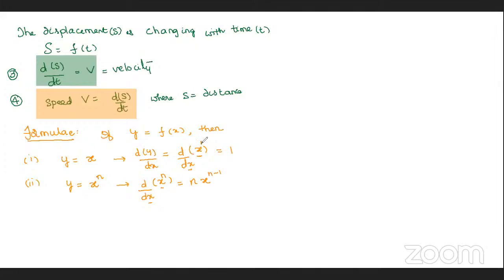x power here is given as 1, which means the n value is 1. So n into x power n minus 1: n is 1, and 1 minus 1 is 0. This equals 1 into x power 0. X power 0 is always 1, all of you know that. 1 into 1 is 1. That's what I wrote without this explanation.